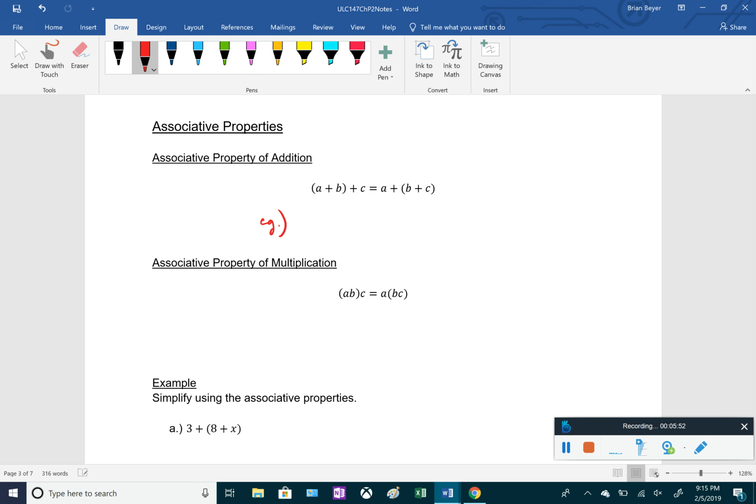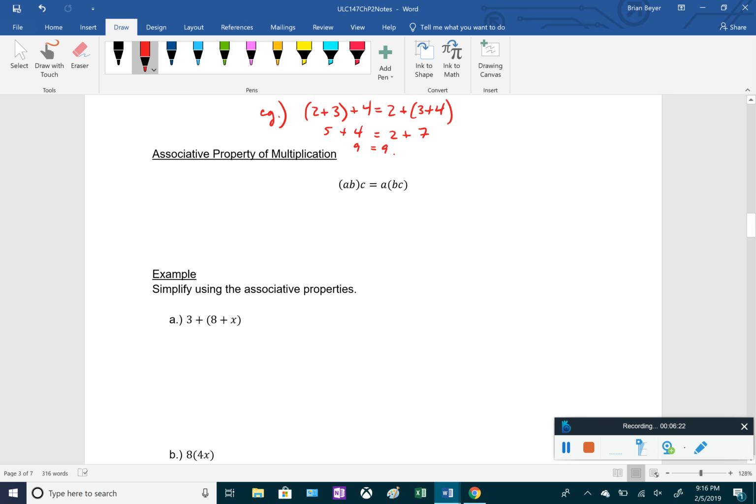So for example, let's say we had 2 plus 3 plus 4. This is the same as 2 plus, then the 3 plus 4 first. So order of operations, 2 plus 3, so on the left first, would be 5, and then plus the 4. We're saying it's the same thing as 2 plus 3 plus the 4 is 7. Both of these equal 9. So the order doesn't matter with 3 of them.